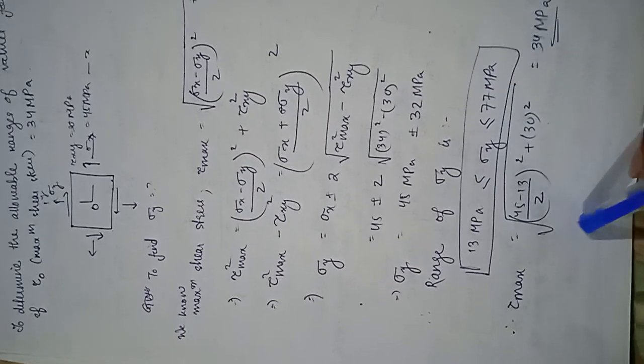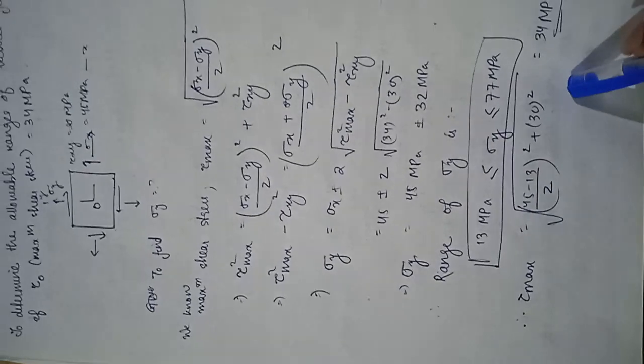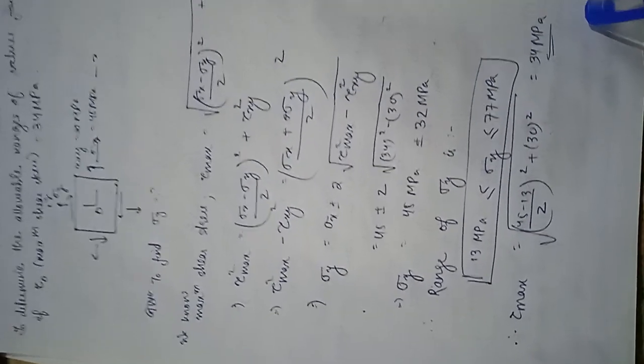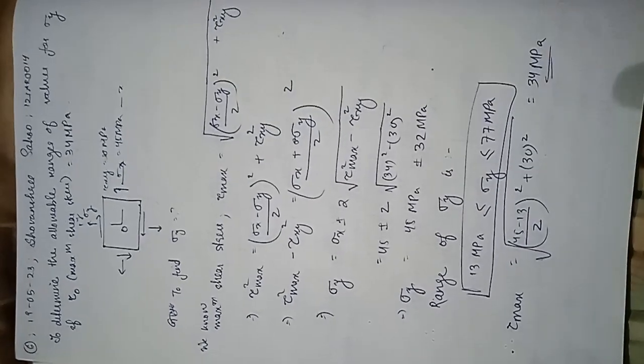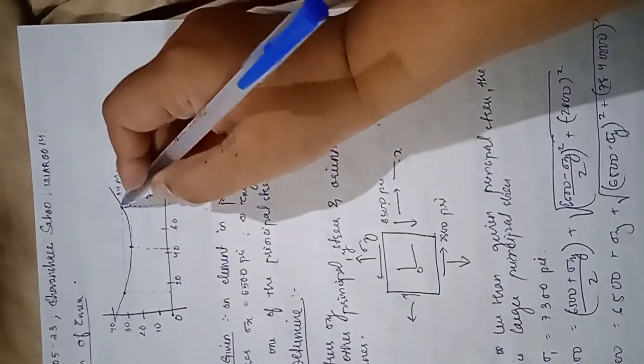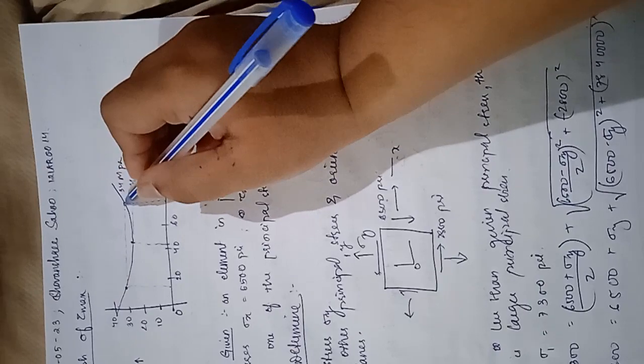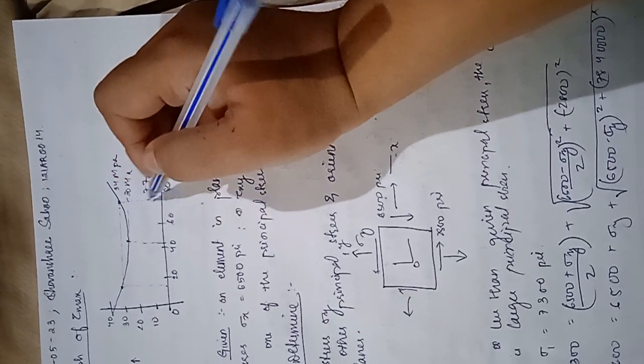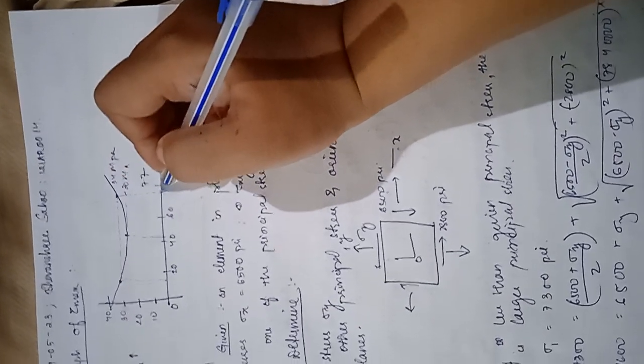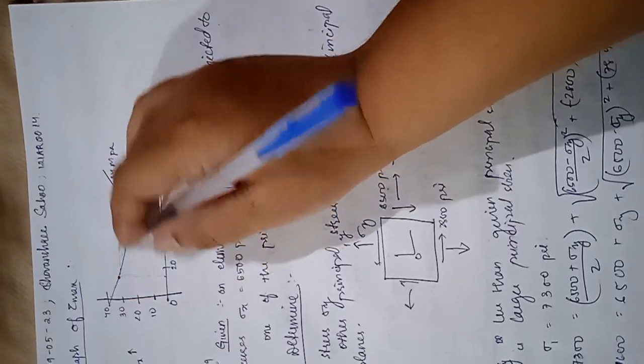Hence tau max is equal to root over ((45 minus 13) by 2) whole square plus 30 square, which is equal to 34 MPa. Verification is done. So here is the graph: 30 MPa, 34 MPa, this is 77 MPa, and this is the value of tau max.